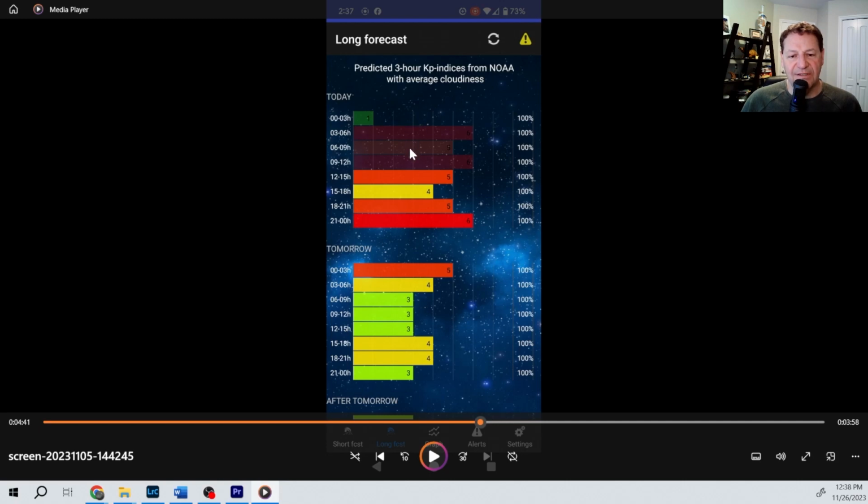So this is KP. The 3-day, that's what I was trying to get to. The 3-day forecast is important because it's based on events that have happened on the sun. And it takes about 2 to 4 days for something that happens on the sun to get to Earth. So this is based on events that have actually happened on the sun.